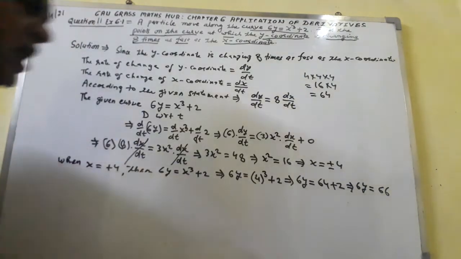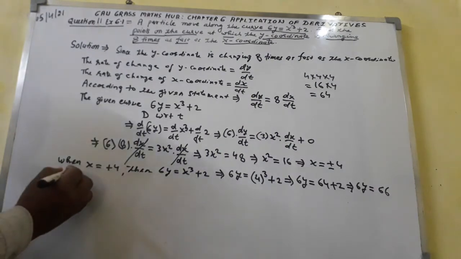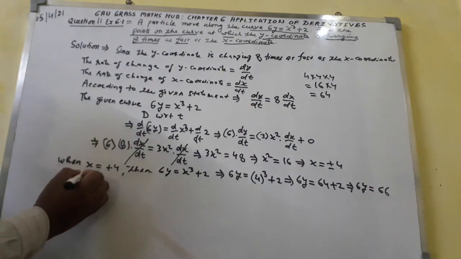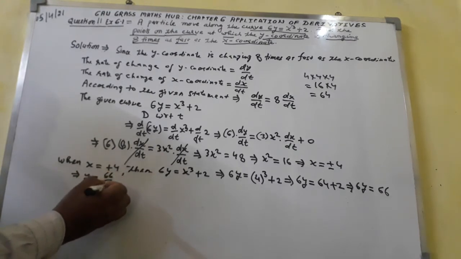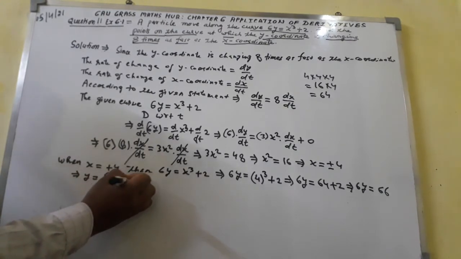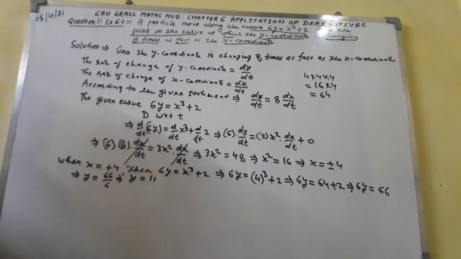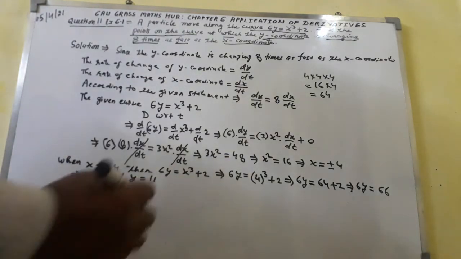So here I shall write implied that y equal to 66 over 6 comes out to be y equal to 11. Now I shall check the answer whether it is correct or not. So here we have got 1 point, 4 and 11.